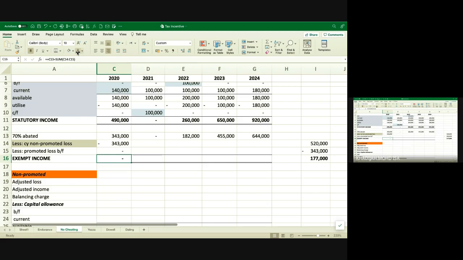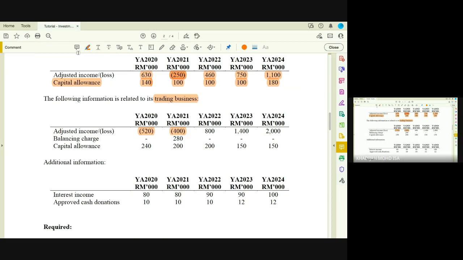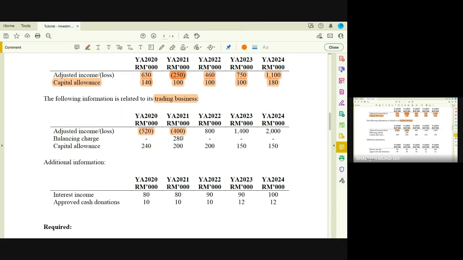Now we go into the 2020 non-promoted. Remember that non-promoted you have a loss of 520. So put that information, 520. You don't have any adjusted income, right? Because you have a loss. But the company has a balancing charge. Balancing charge is given only for 2021. So this information, the adjusted income and loss for the non-promoted or for trading, similarly, you can plug into your computation.